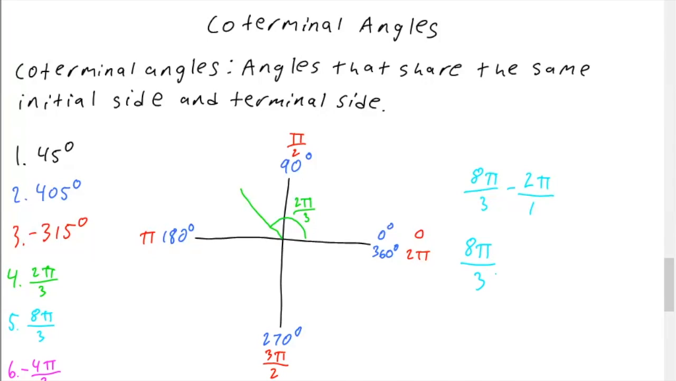So it becomes 8 pi over 3, and then you need to make 2 pi over 1 into something over 3, so you multiply the top and the bottom by 3. That'll give you 6 pi over 3, which will give you 2 pi over 3. So 8 pi over 3 is the same as 2 pi over 3. It just goes an extra length. So it goes around once and comes back again and ends at 2 pi over 3.